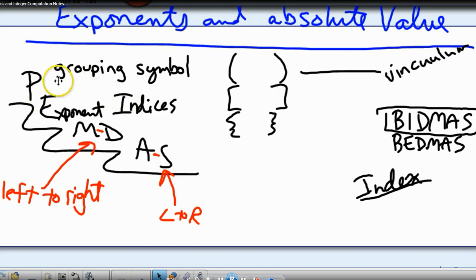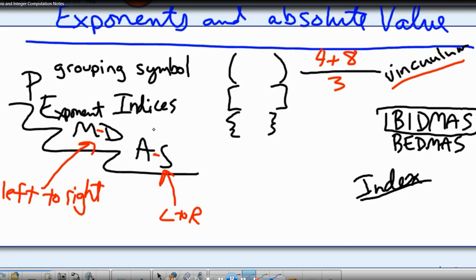And again, P for parentheses doesn't mean just parentheses, it means any grouping symbol, right? Grouping symbols could be parentheses, what we call brackets, or set brackets. This word over here called vinculum is a kind of weird word, but it basically means that big fraction bar. So if I have 4 plus 8 over 3, the vinculum actually groups together the 4 plus 8, and I do that addition first before the division because the 4 plus 8 is being grouped together. So I wouldn't divide first. Then exponent, then multiplication or division, and then addition or subtraction as it comes from left to right.